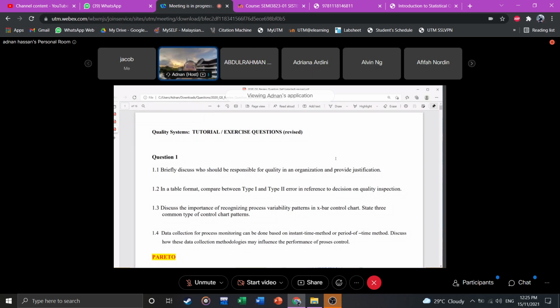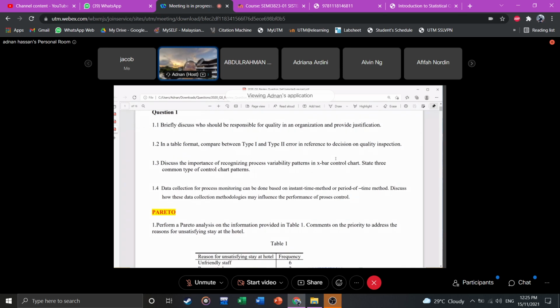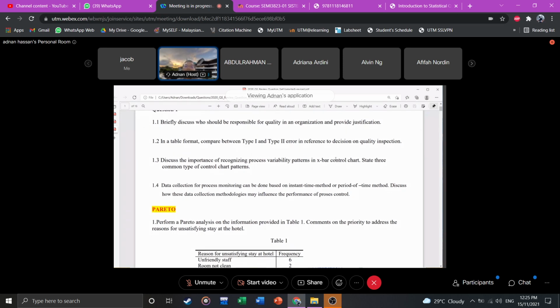Make sure you are able to answer some or all of these questions. Briefly discuss what should be responsible for quality in an organization and provide justification. In a table format, what is type 1 error and type 2 error? Discuss performance in recognizing process variability in a process control chart.